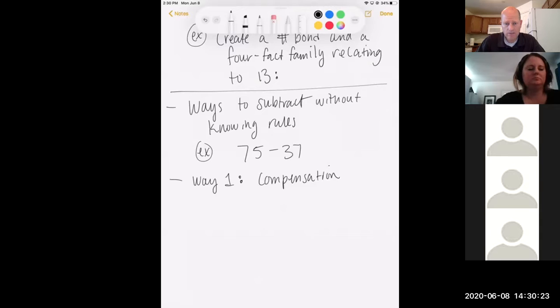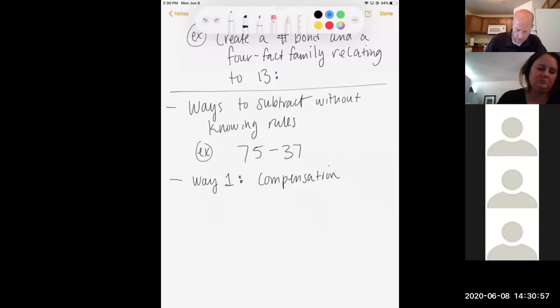We're going to add something to make the second number a 10. So the subtrahend, the second number, we're going to make that a 10 complement. So we're going to compensate to do that, and that'll make it easier to subtract from the minuend. And I'll show you how this is done. If we added a 3 to 37, then that'll make it 40. And that would make it easier to subtract from the first number, the minuend.